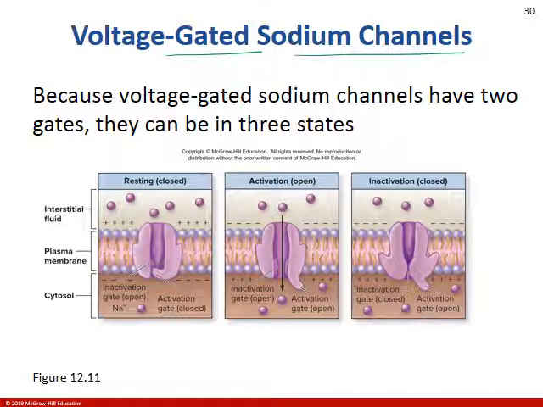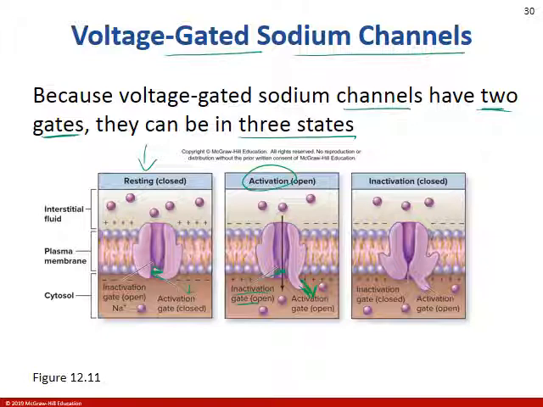Voltage-gated sodium channels have two different gates that they can close. So we have this little swing arm, right, that we can close, and then they can also close this inner section. So because these channels have two gates, they can be in different states. So they can be in a resting state where the activation gate is closed. Then they can be in an activated state where the activation gate is open and so is the internal, they call it the inactivation gate. I know it's kind of confusing, right? So think of this as both gates open.